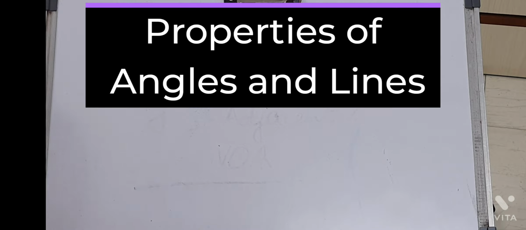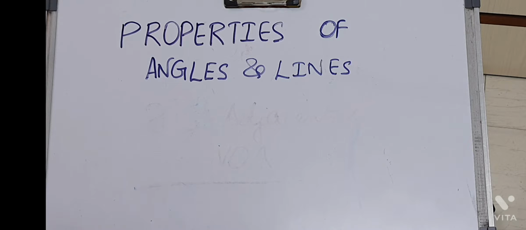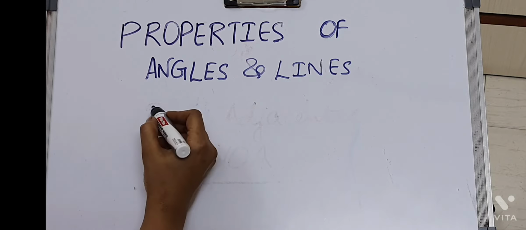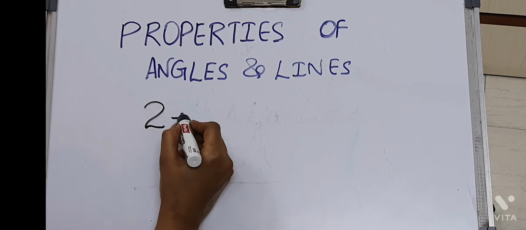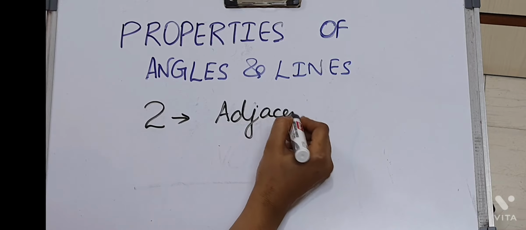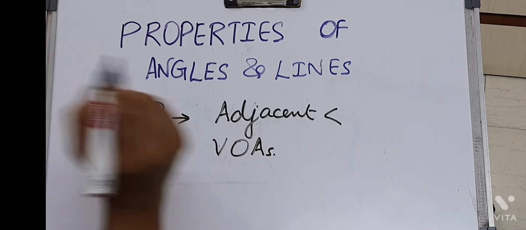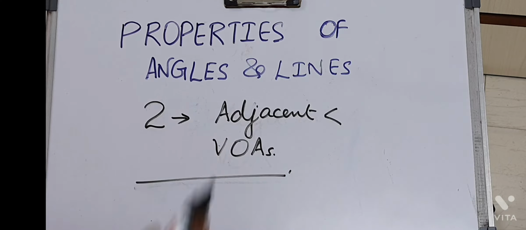Today we are going to discuss the properties of angles and lines. So today we will discuss two properties of angles, that is adjacent angles and vertically opposite angles. So let's get started.